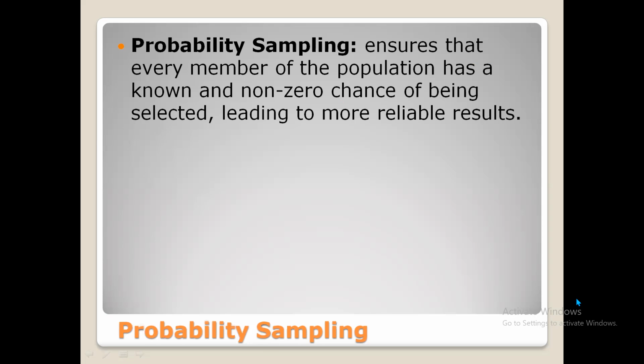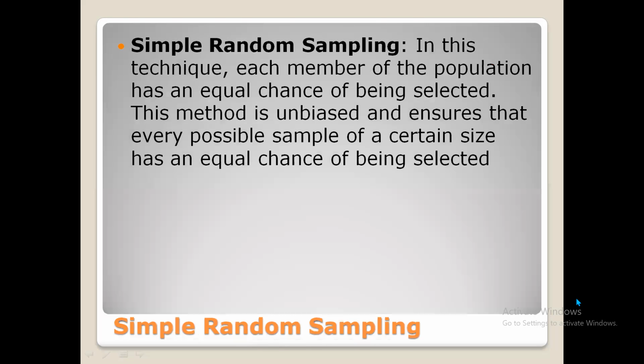Probability sampling techniques ensure that every member of the population has a known and non-zero chance of being selected, which leads to a more reliable result. First is random sampling. In this technique, each member of the population has an equal chance of being selected. This method is unbiased and ensures that every possible sample of a certain size has an equal chance of being selected.